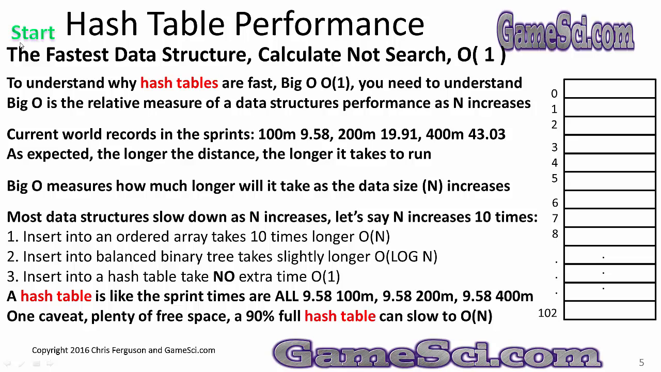A hash table is like if the sprint times were all 9.58. So it took 9.58 seconds to run 100 meters. And if it took 9.58 seconds to run 200 meters. And it took 9.58 seconds to run 400 meters. Big O order of 1 says I don't care how big the hash table gets. It takes the same amount of time to insert and retrieve from it.